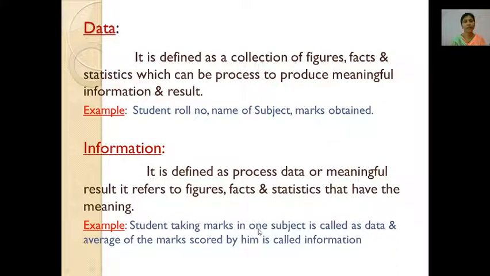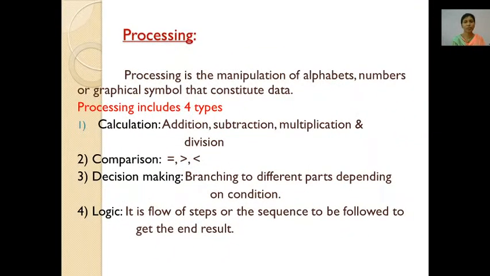Then we calculate all six subjects' marks and find the average, meaning the total percentage scored by him, which is called the information about that student. That particular student has got 90%, 60% average. That is called information. Then processing. Processing is the manipulation of alphabets, numbers, and graphical symbols that constitute data.